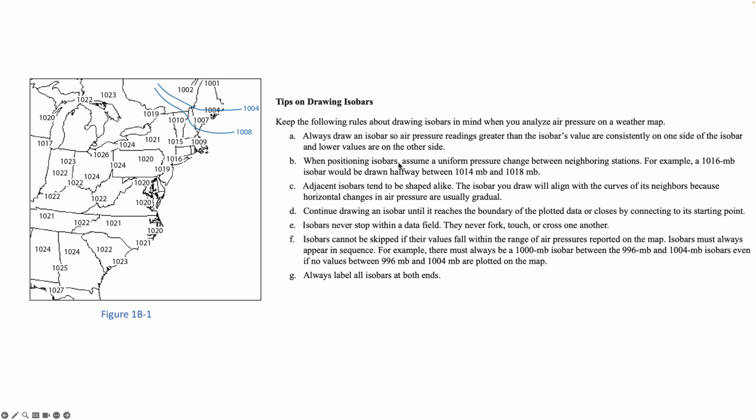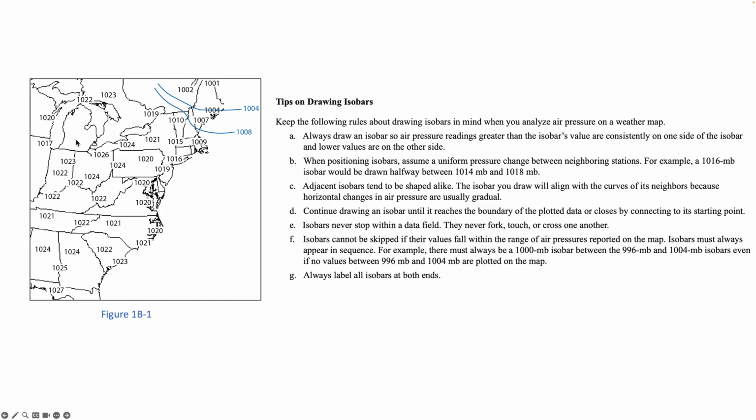So when positioning isobars, always assume a uniform pressure change between neighboring stations. When we draw isobars in our class, we're always going to use the same values. We're going to use a base of 1,000 millibars, and I'll show this in another slide. We're going to go up and down in increments of 4 millibars. So it'll always be 1,000, 1,004, 1,008, 1,012, 1,016, 1,020, 1,024, and so on. 996, 992, 988, 984, and so on going down.